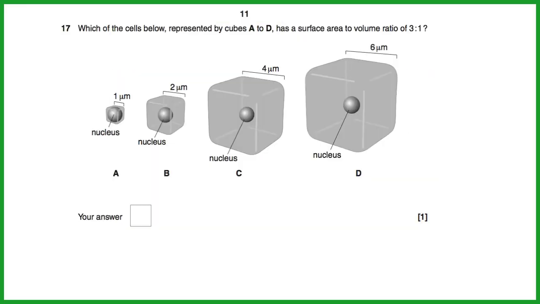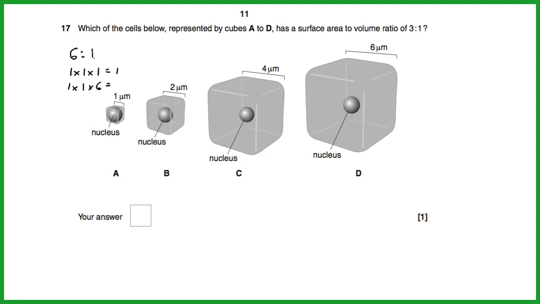So which of the cells below, represented by the cubes A to D, has a surface area to volume ratio of 3:1? So remember, a cube has 6 sides. Remember, a dice has 6 numbers on it, so a cube has 6 sides. So to work out the volume of cube A, it's 1 times 1 times 1, which gives you 1, and the surface area is 1 times 1 for the surface area of one side times 6. So this gives you a surface area to volume ratio of 6:1.